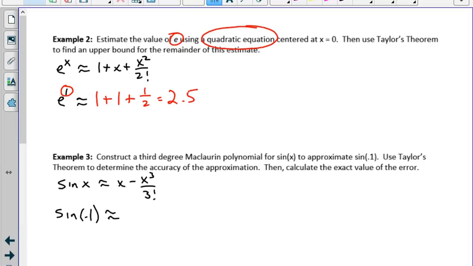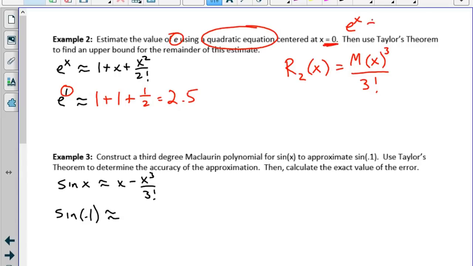But let's find the Taylor remainder. So R of 2 is the next term. So that's the maximum derivative, which I'm now going to label M, times (x minus c), which in this case is x minus 0, to the third over 3 factorial. Now, what is the maximum derivative of e to the x at the third level? That's still e to the x. So the maximum possible derivative between 0 and 1 is actually e.